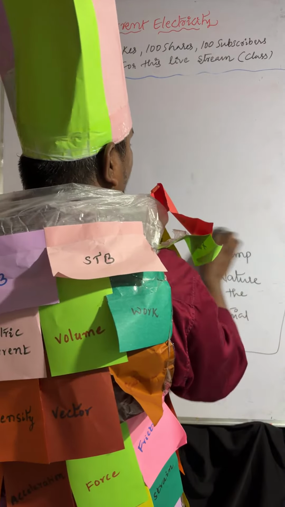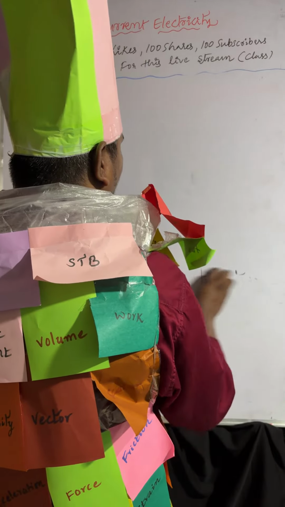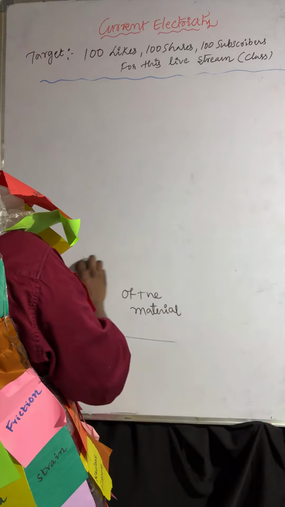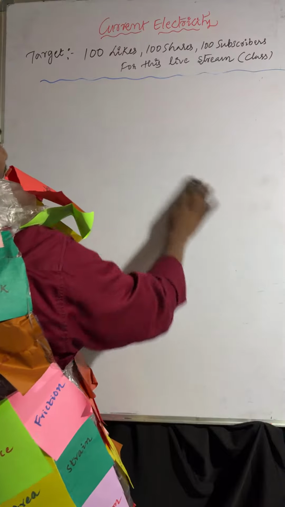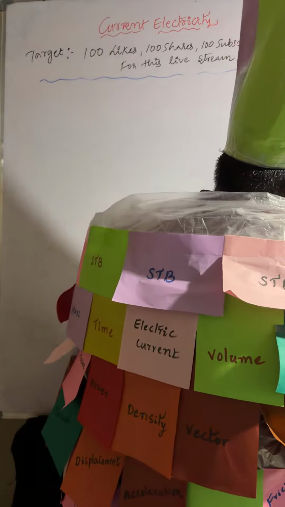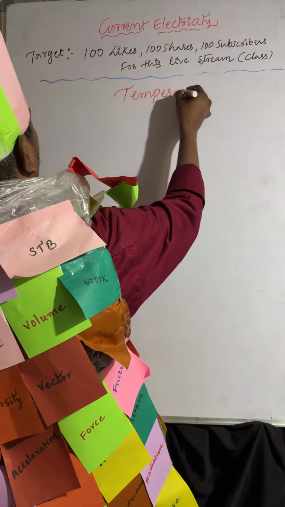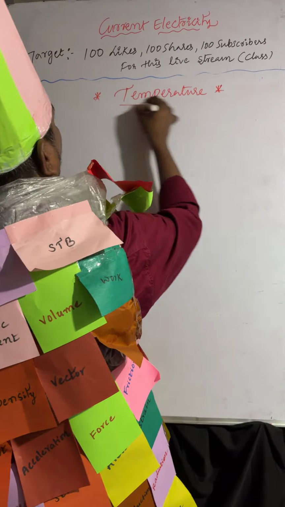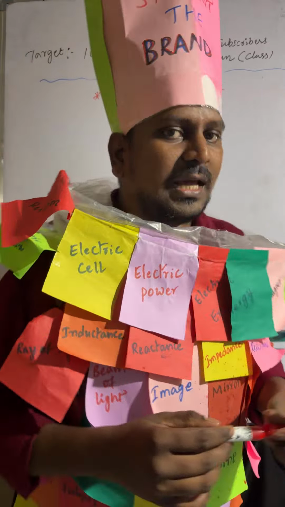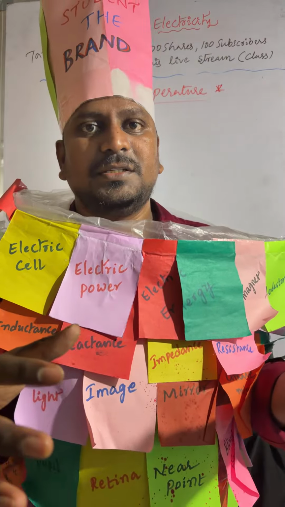Next one, temperature dependence of resistance and resistivity; we will discuss both. Temperature dependence of resistance. So now you can see temperature. I'll give one incident. I will explain one situation.